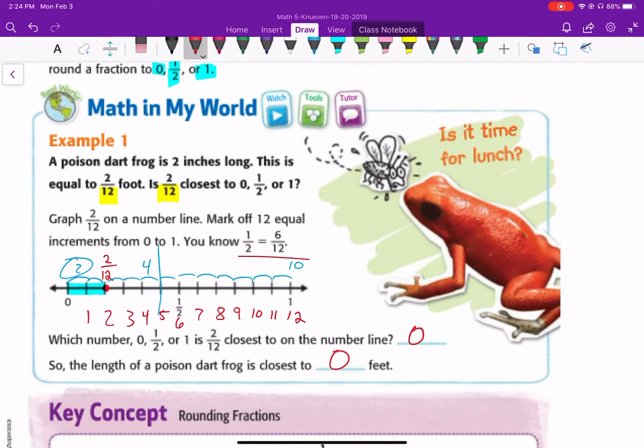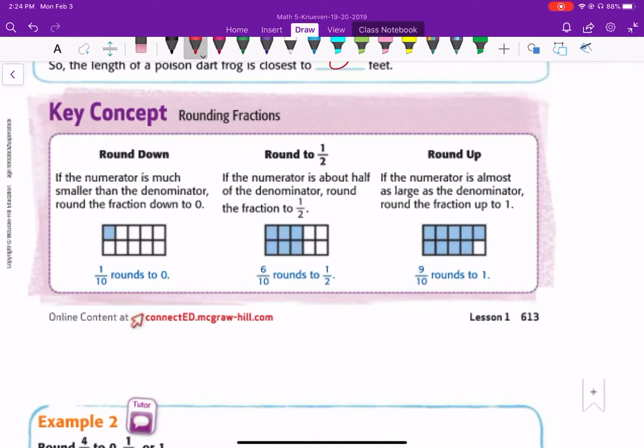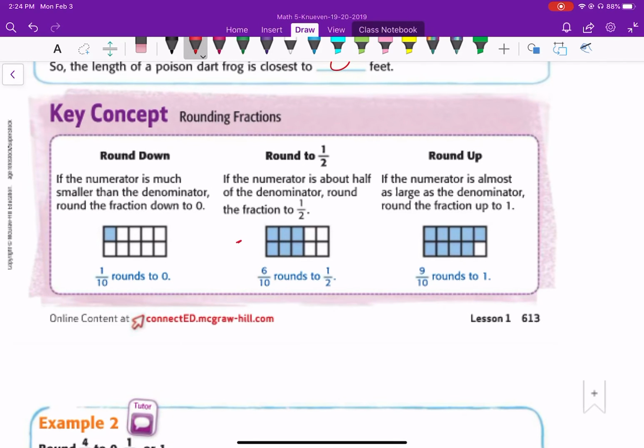So the length of the poisonous dart frog is closest to 0 feet. But if you think about it, 2 inches is not much of a foot. Now, if we were looking at this visually, we round down if it is closer to 0. So 1/10 would round down to 0. Now, a perfect half of this would be 5/10. So 4/10 or 6/10 would be closer to half. And 9/10 is closer to 1, almost a whole.